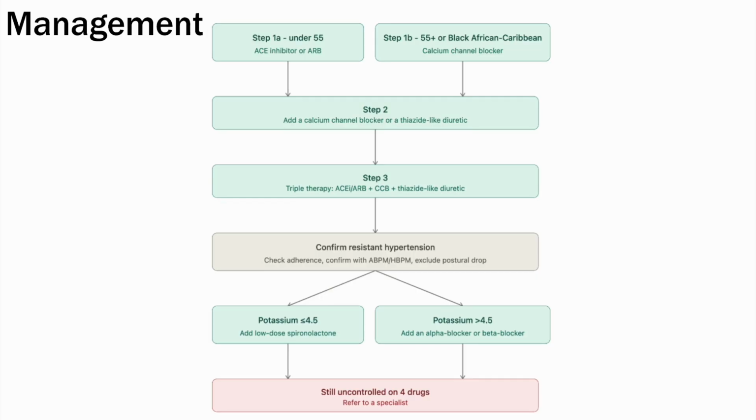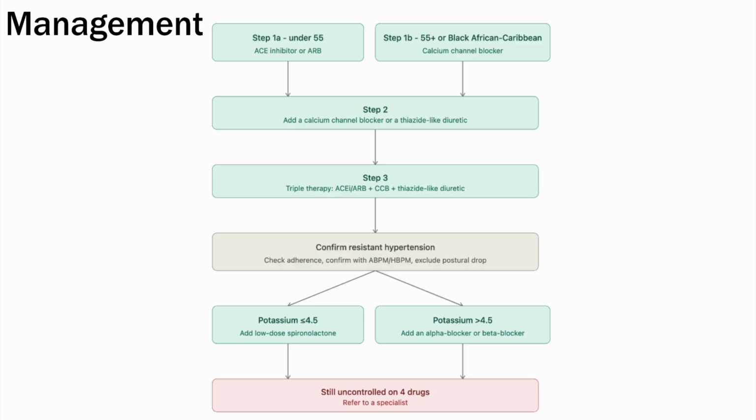And then there's step 4, and NICE is explicit that you should first confirm this is a truly resistant hypertension, meaning you should check the patient is actually taking their medication, confirm the elevated reading out of clinic, and rule out postural hypertension as a contributing factor. Step 4 is where potassium becomes the deciding factor, and this is one of the most commonly tested points.